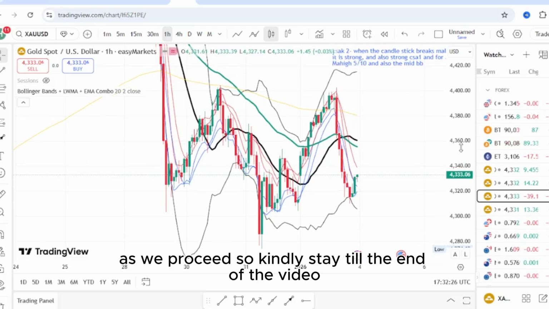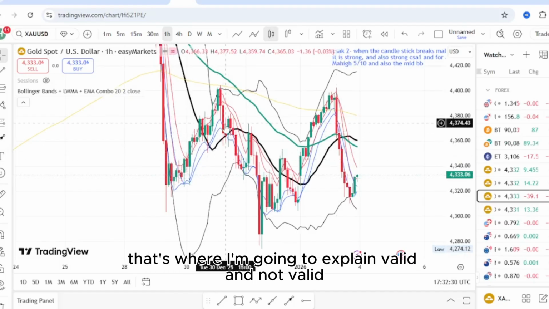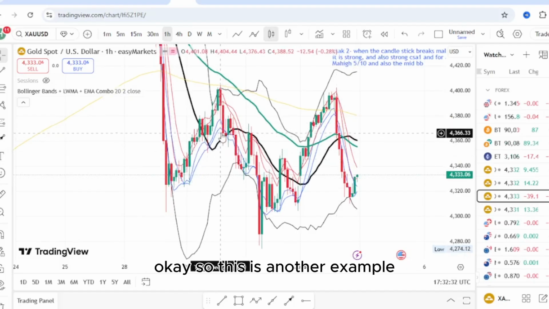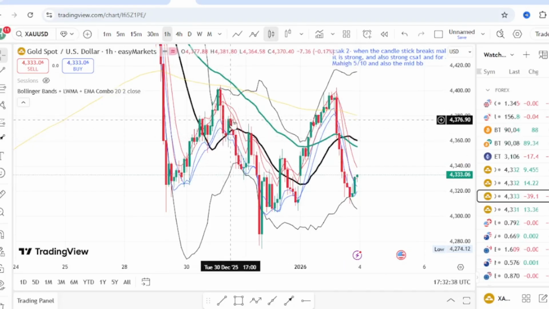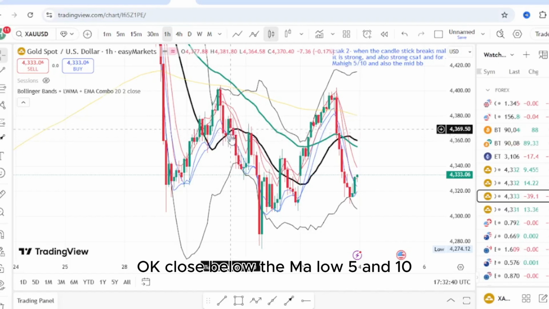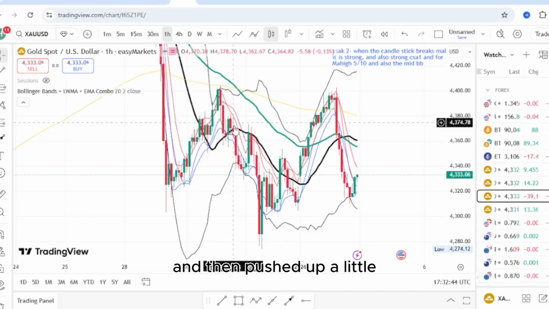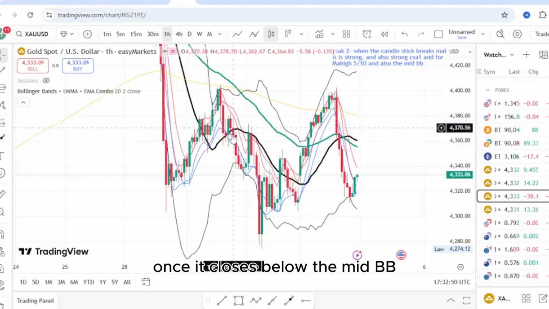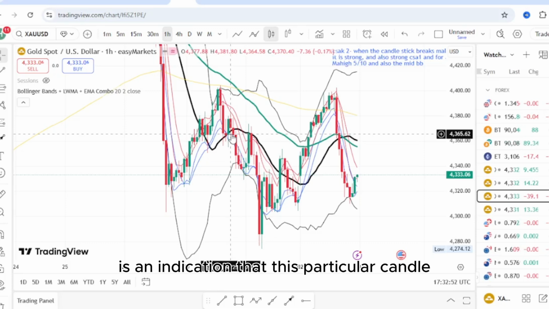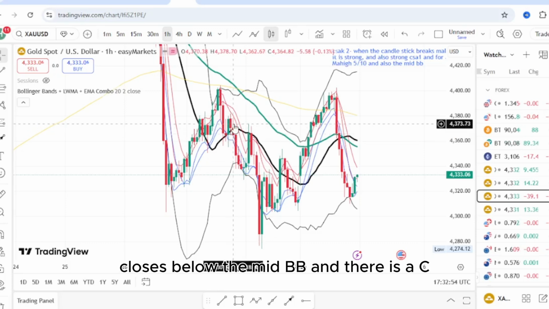Okay, so this is another example. Price came here, closed below the low 5 and 10, and then pushed up a little, came back and closed below the mid BB. So once you see this happen, once it closes below the mid BB, it's an indication that a CSAK has occurred. Okay, it's a change of direction.